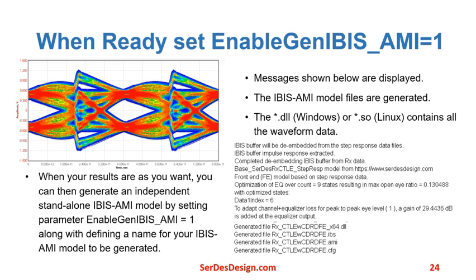When your simulation results are as you want, you can then generate an independent standalone IBIS-AMI model by setting the parameter enable gen IBIS-AMI to 1, along with defining the name for your generated IBIS-AMI model. The eye diagram shown here shows the effects of the CTLE, CDR, and the DFE.